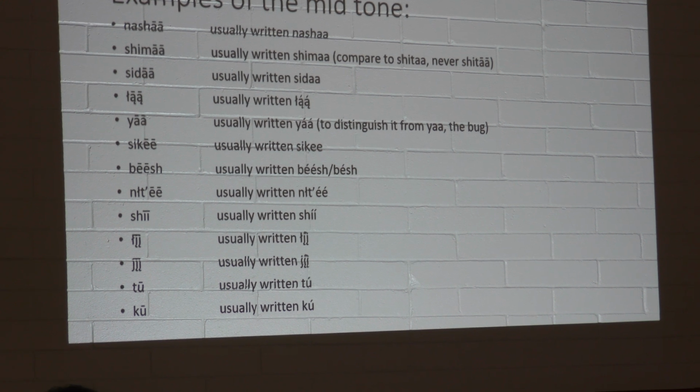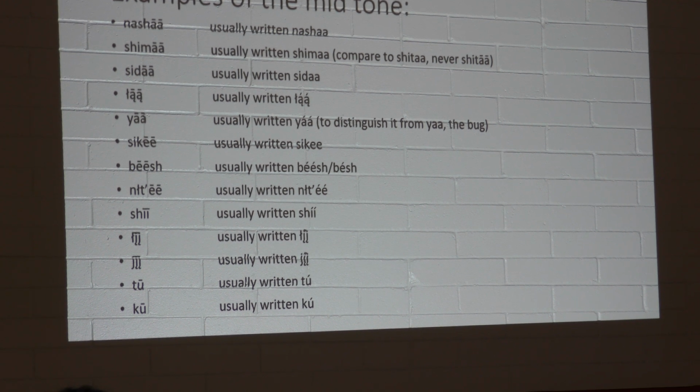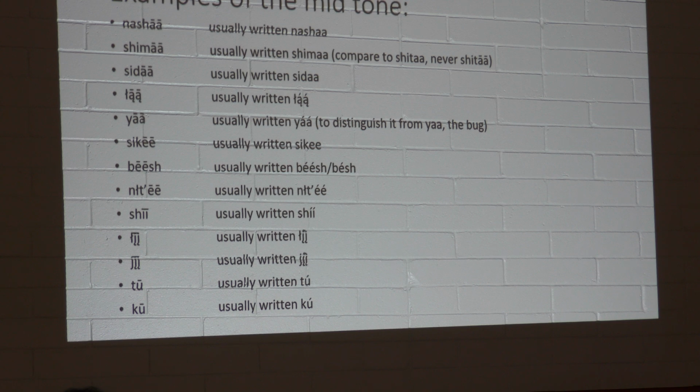Clan meaning many of them. Ya meaning sky. Sike meaning they are sitting down, or several are sitting. Pesh, knife. Good, it's good. She, me, I. Clean, you all know that word. Clean, it's a horse. G, it's the day. Tu, meaning water, and ku, meaning here as opposed to there.